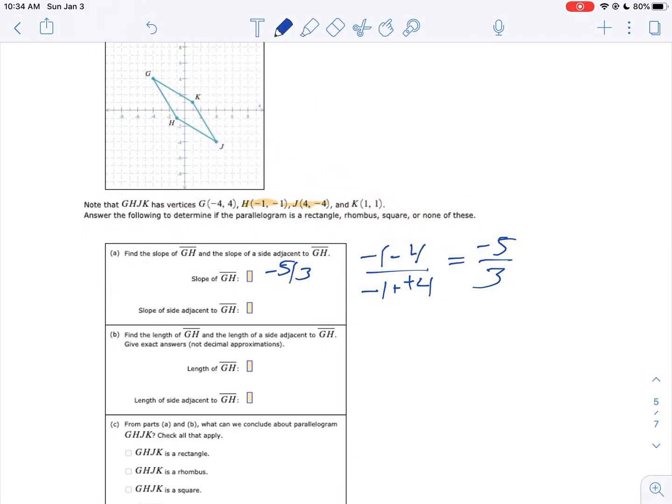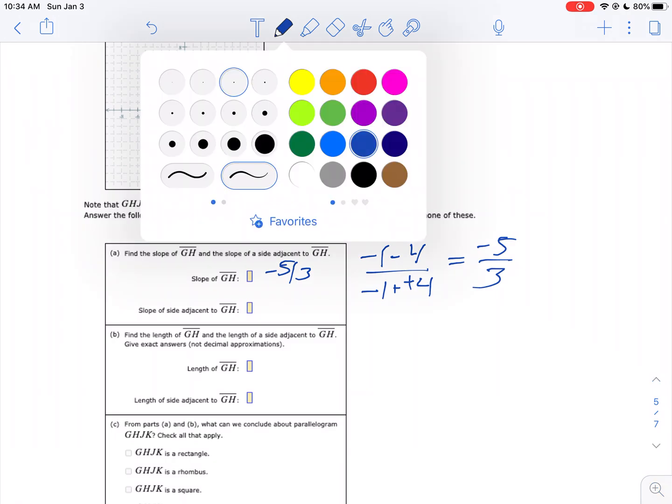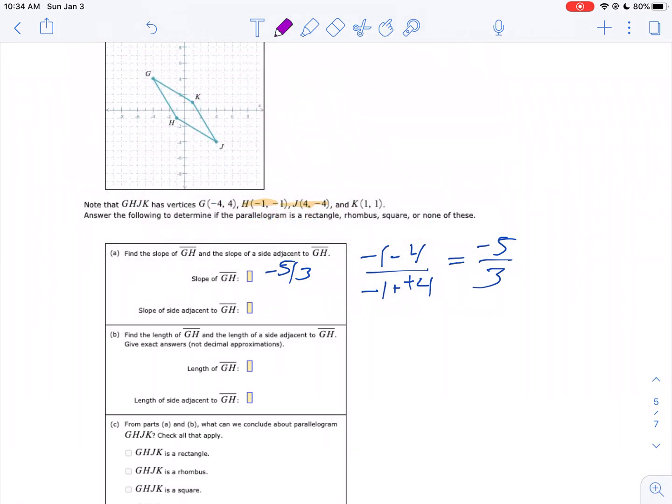Now we're going to do the same thing. We're going to find the slope. So we're going to say negative 4 minus negative 1 all over 4 minus a negative 1. Well, negative 4 minus a negative 1 is negative 4 plus 1, which is negative 3. 4 plus 1 is 5, so you get negative 3/5. That's what we should have got for the adjacent to GH.